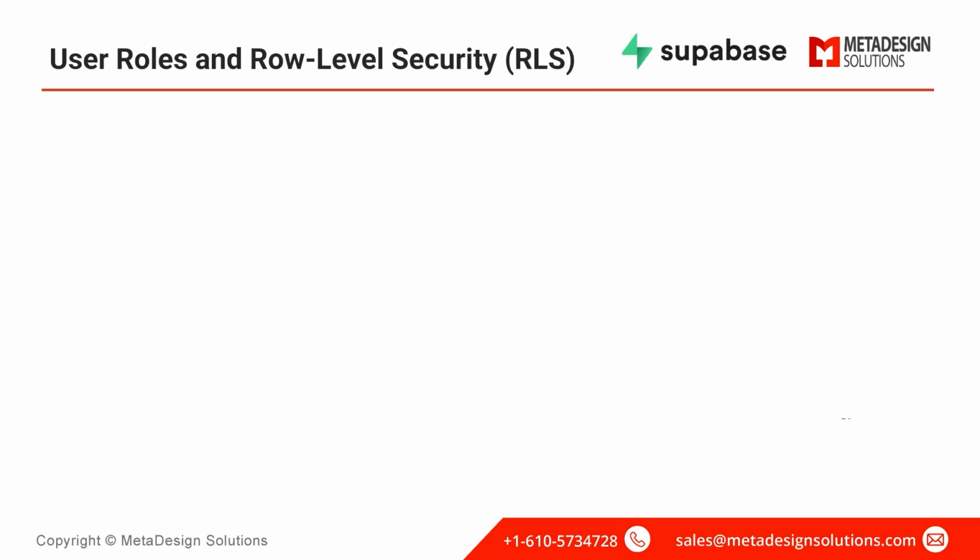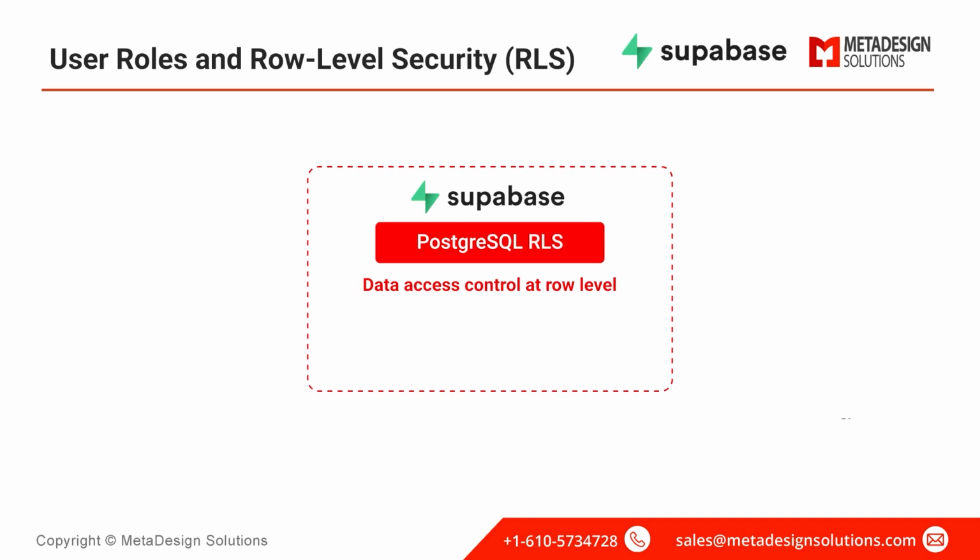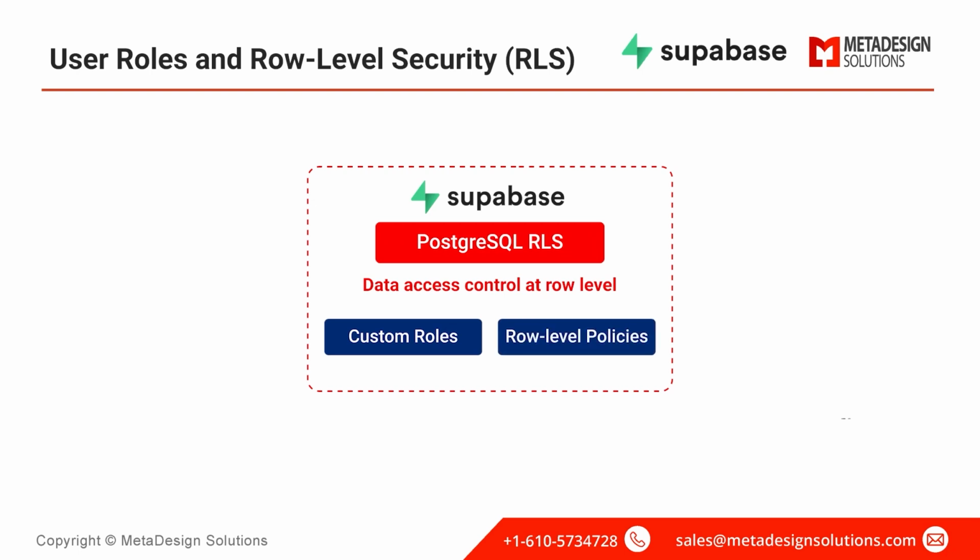Now let's talk about user roles and row-level security, or RLS. Supabase uses PostgreSQL's RLS feature to control data access at the row level. For advanced use cases, you can create custom roles that have specific access rights, such as admin, editor, or viewer. With RLS, you can enforce policies on individual rows, so only certain users can access certain data. For example, you could set a policy that only allows a user to access their own records in a table, which is ideal for applications requiring strong data privacy.